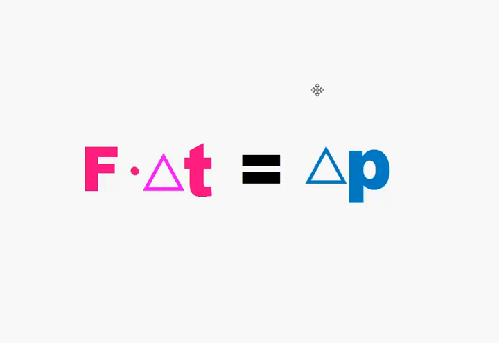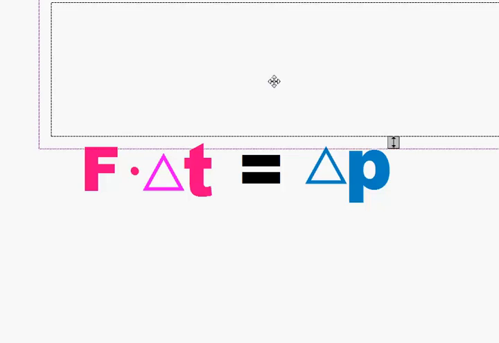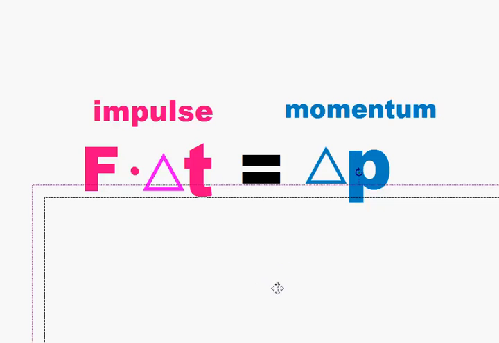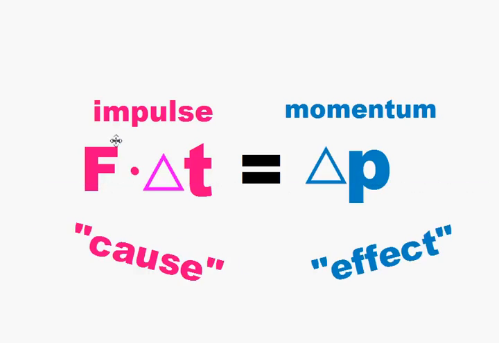So when we put these two things together, we get something known as the impulse momentum theorem. This left side is the impulse, force times the time, and this right side is the change in momentum. It should really be called the impulse change momentum theorem. One way that I like to think about it is like this. I like to think of the impulse as the cause.